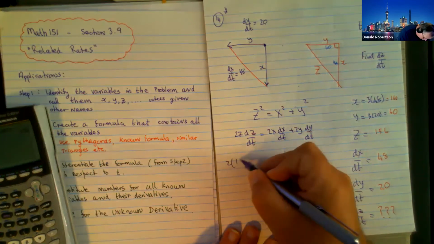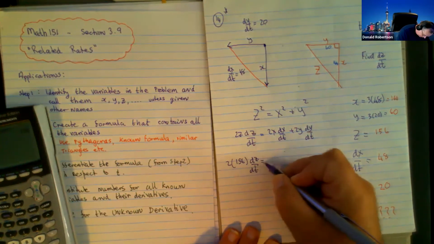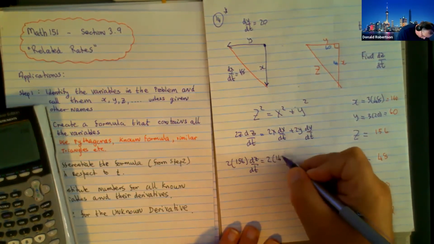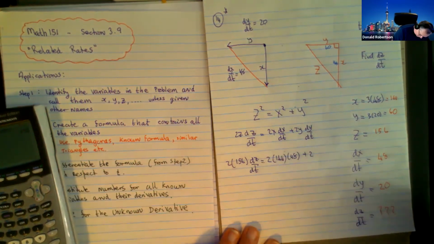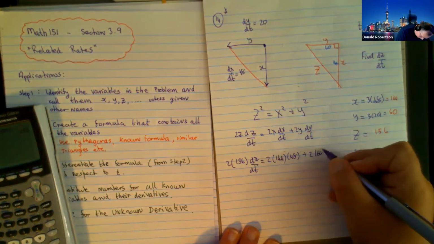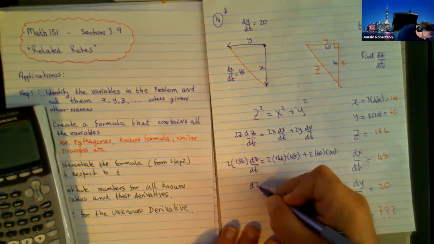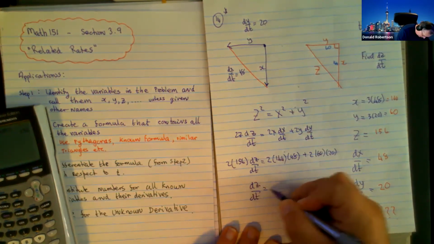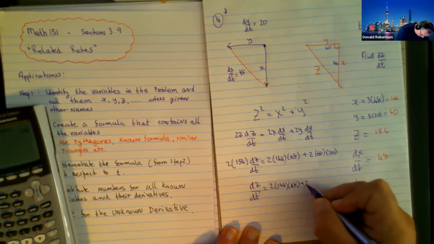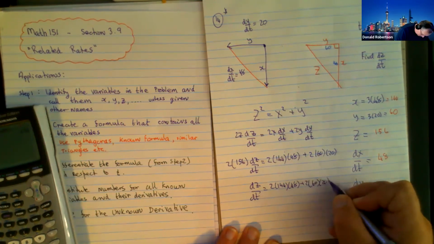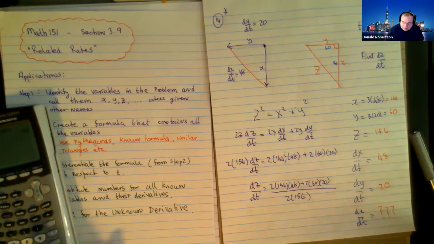2 times 156 dz by dt. 2 times 144 times 48, 2 times 60 times 20. So dz by dt should be all of this divided by that guy.